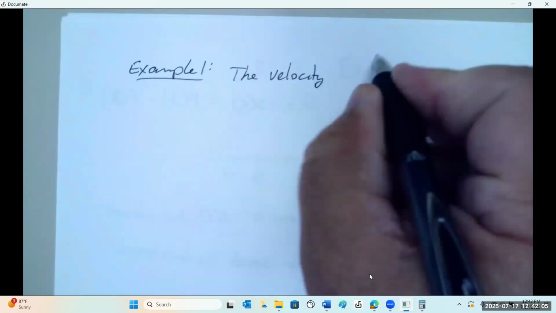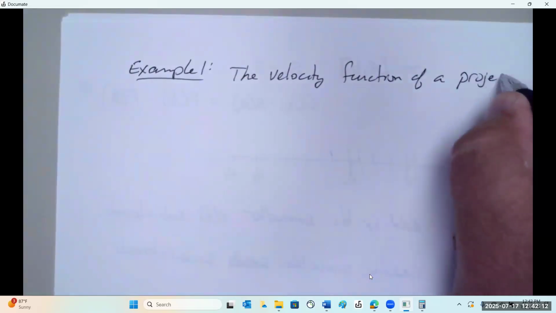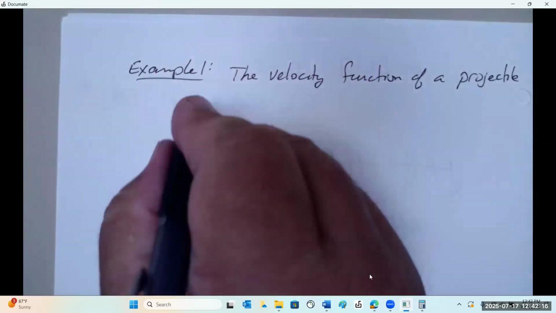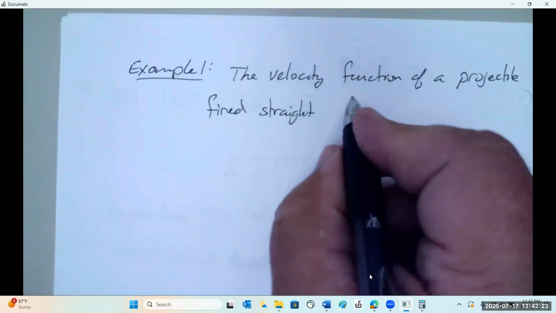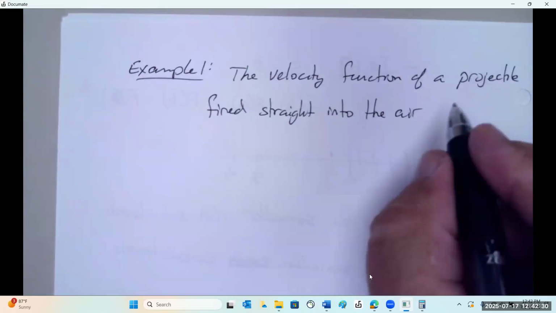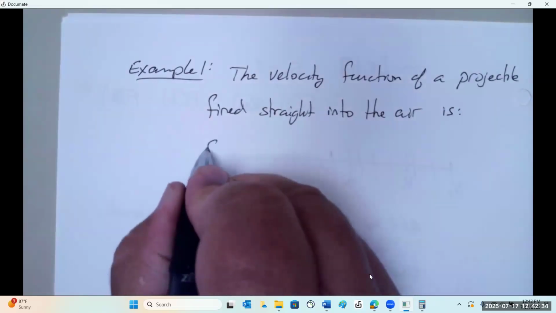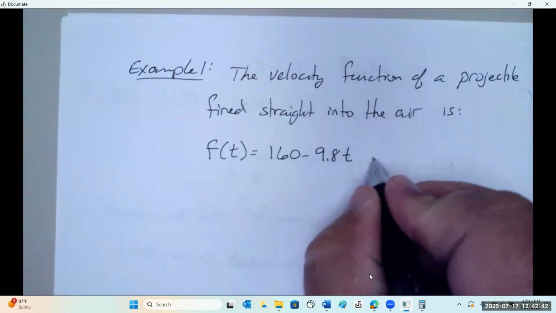Example 1. It says the velocity function of a projectile fired straight up into the air is f of t equals 160 minus 9.8 t meters per second.